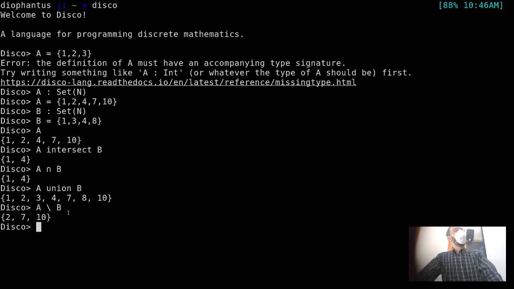Right. So complement. Disco does not have a way to do complement. Anyone have a guess why? And it's not because I haven't gotten around to it.